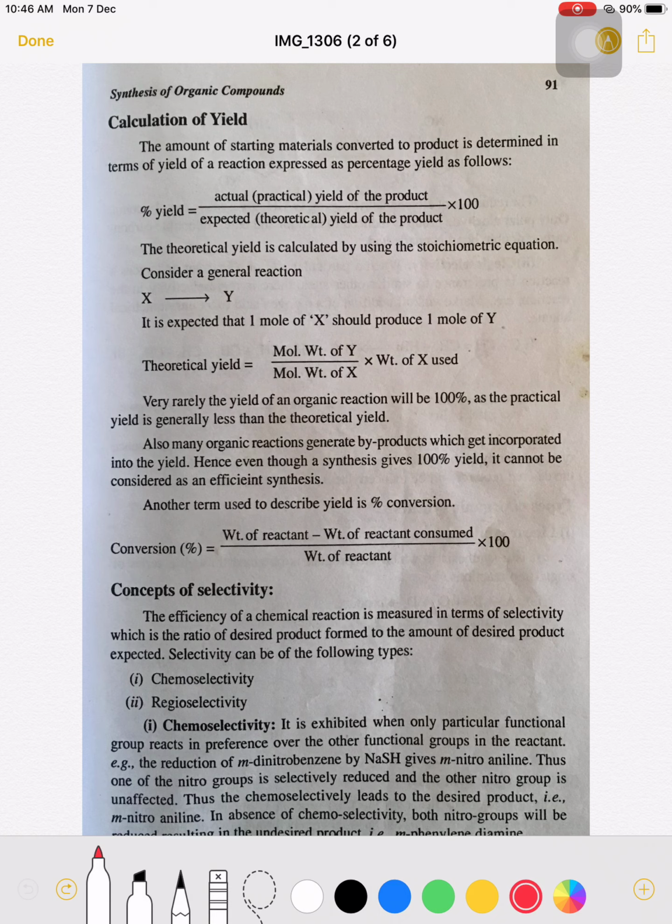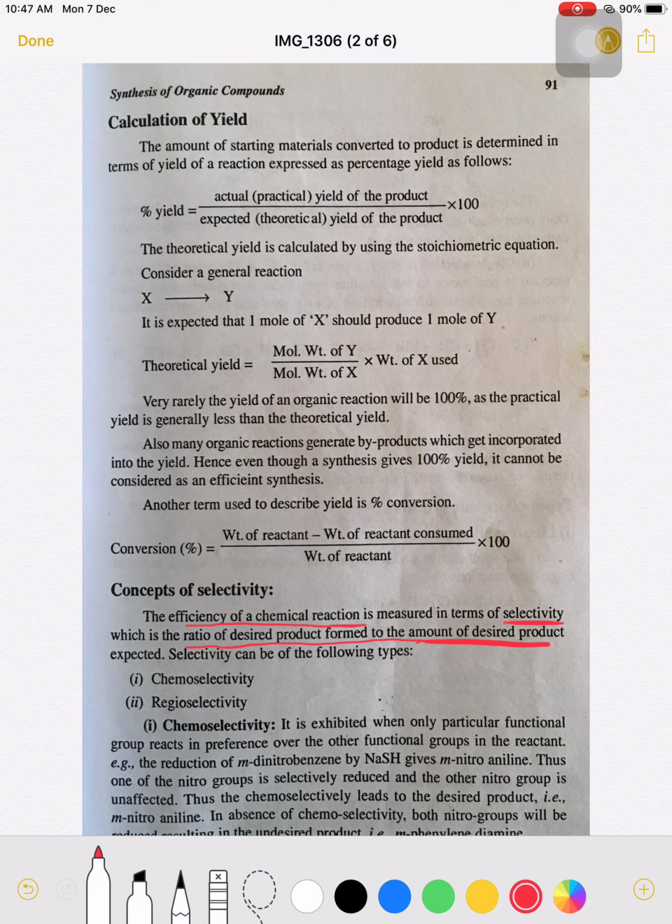Now see here, the efficiency of any chemical reaction is measured in terms of selectivity, which is nothing but the ratio of desired product formed to the amount of desired product expected.